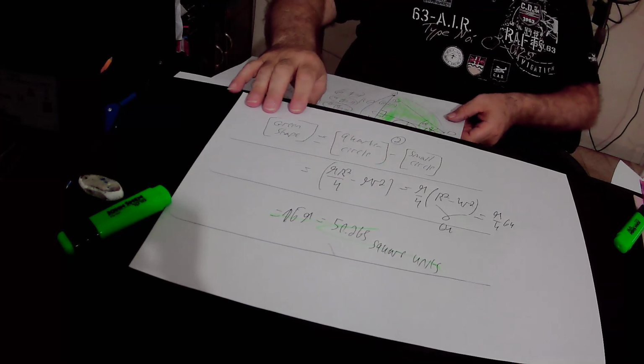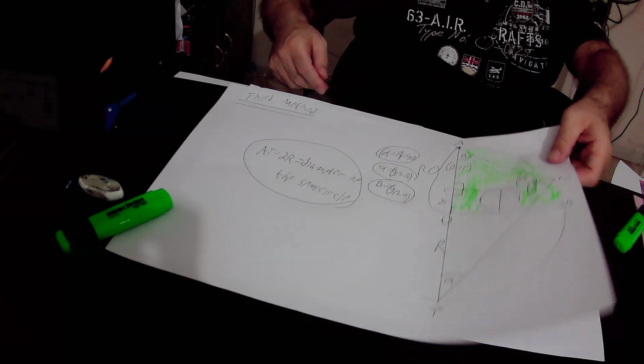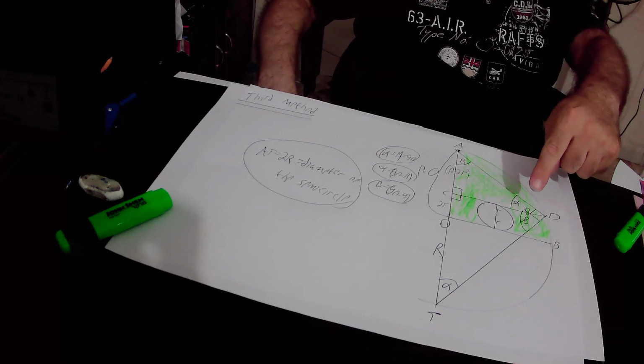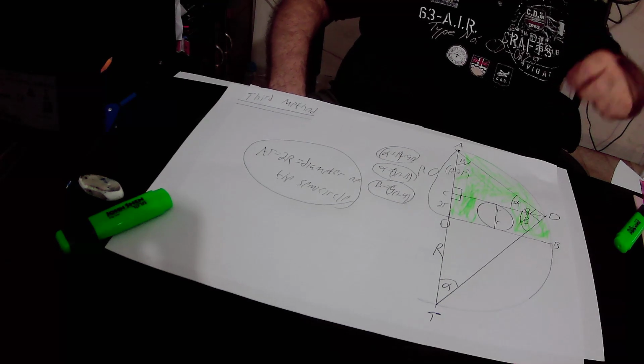So in all three methods we found that the area of this green shape equals 16 pi square units, or in terms of numbers it is equal to 50.265 square units.